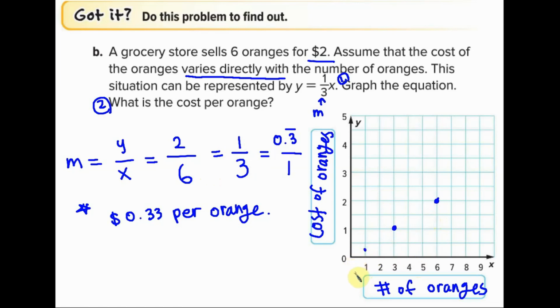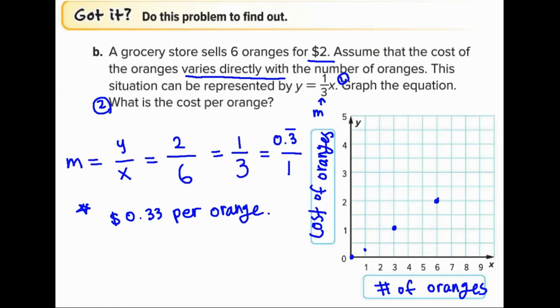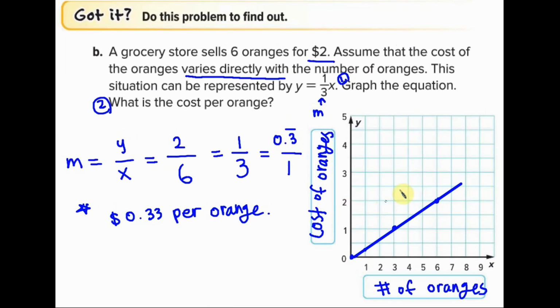My other question was, what happens if I don't buy any oranges? The answer will be you would not pay anything then. So if you remember earlier, me saying that the direct variation will always pass through 0, 0, the origin. And if I draw the line, we'll make a straight line graph. I normally draw an arrow on the other side so that way it keeps going.